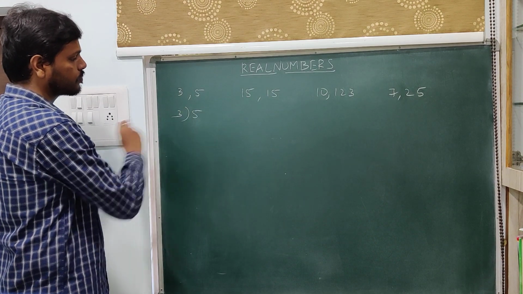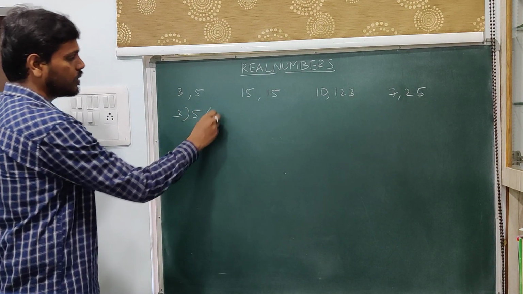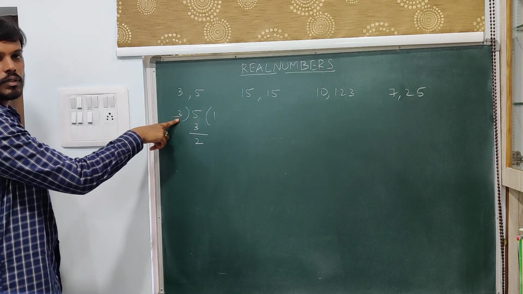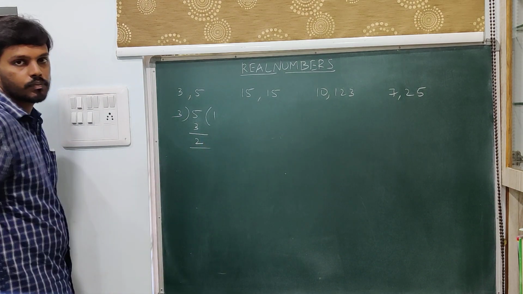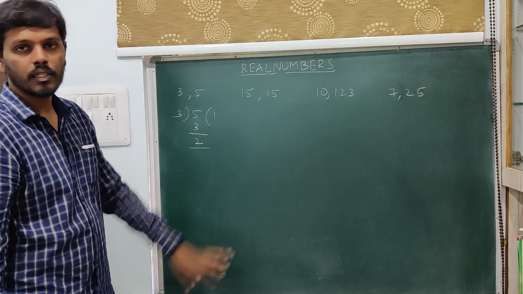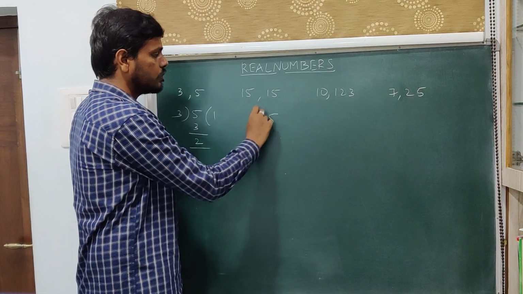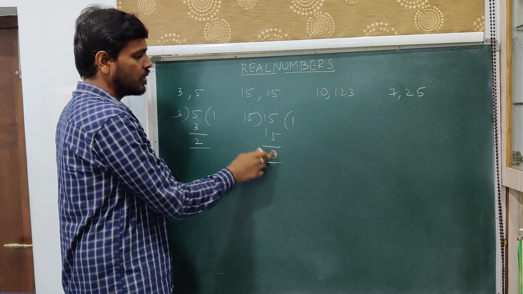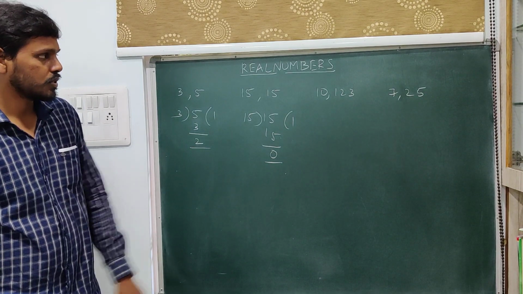So 5 we divide by 3, 3 1s are 3, so the leftover is 2. Now 2 is smaller than 3, therefore we terminate the division process. When the numbers are equal, we don't make a distinction, we take any number of our choice. 15, 15 1s are 15, and 0. Again this number is less than the divisor, so we terminate the division process.